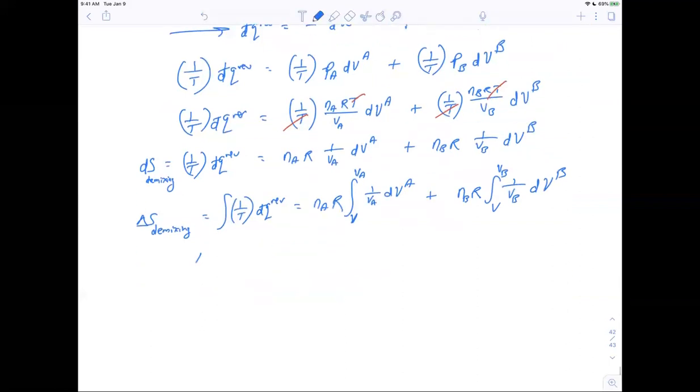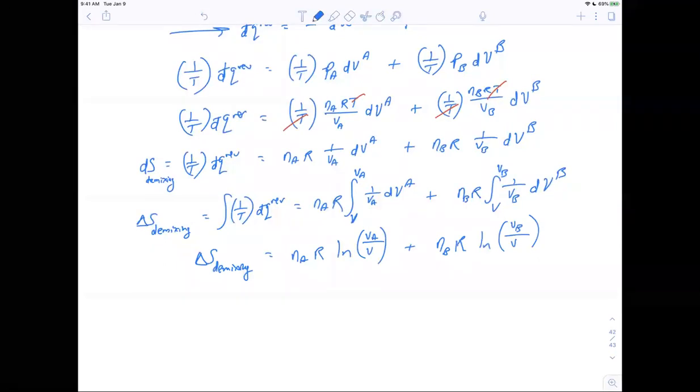That's pretty simple. Delta S of demixing is equal to NAR times the natural log of VA over V, plus NBR times the natural log of VB over V. So that's what we get for our delta S of mixing. Okay, so this is our intermediate result. Any questions so far?